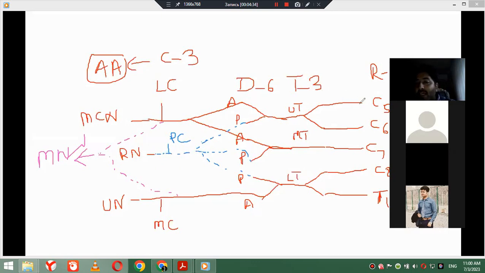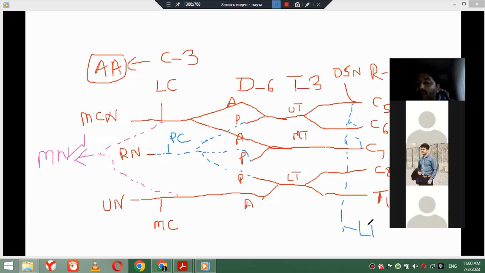Okay. Now we say here that C5 is giving one branch, that is our dorsal scapular nerve. Which nerve? Dorsal scapular nerve. Then we say here that C5, C6 and C7, these three are joining together, forming the long thoracic nerve. Which nerve? Long thoracic nerve, or lateral thoracic nerve.